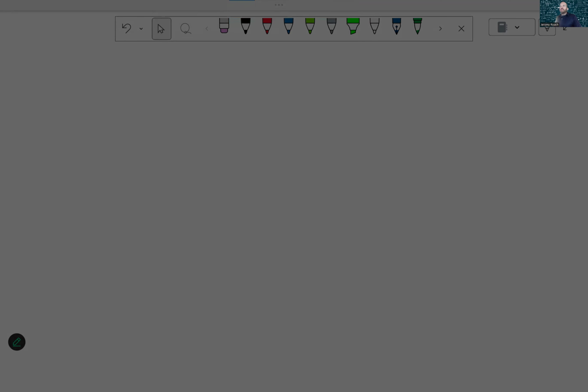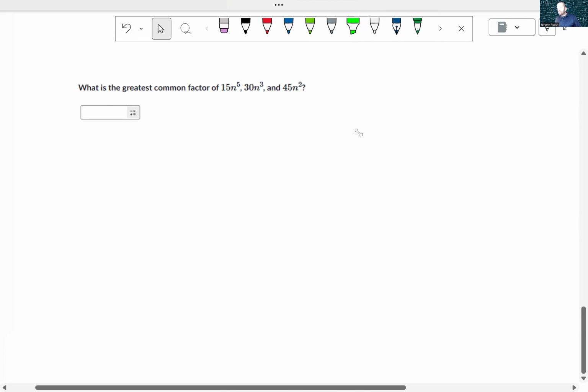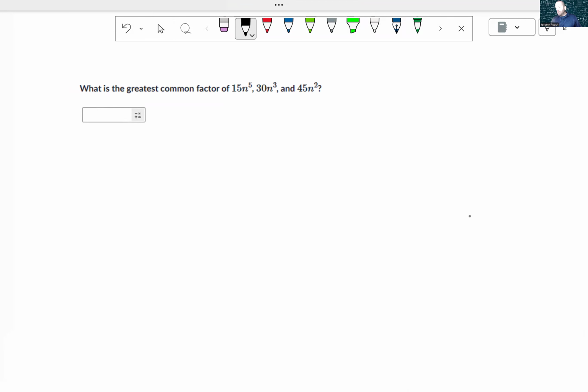Here we go. This one looks a little bit more challenging. So again, when we look at these for the greatest common factor, we want to look at the variable amount first and then the coefficient. So looking at our n's, it looks like we can factor out an n squared. That's our greatest common factor. And then for the coefficients, it looks like 15 is the biggest number we can divide by.